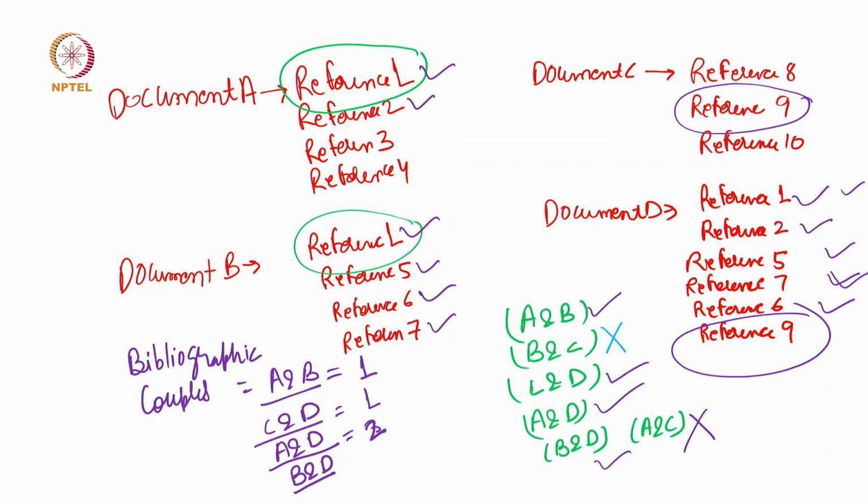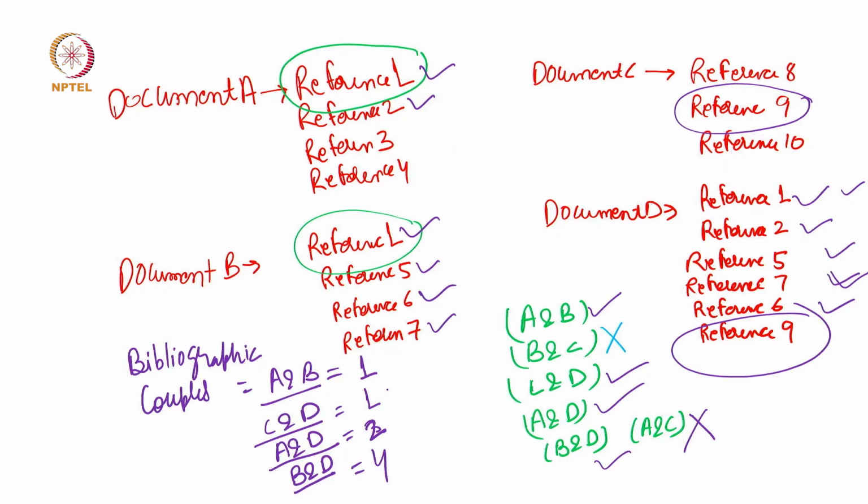For B and D, we have 1, then 5, then 6, then 7. So we have 4 documents. So the strength of bibliographic coupling between B and D is 4. So this is how we calculate the bibliographic coupling between 2 documents. Okay. So the study of bibliographic coupling is considered a measure of forming clusters having similar research interest.